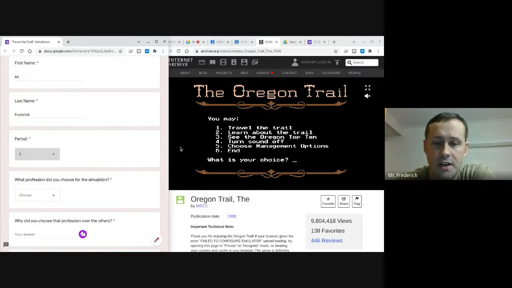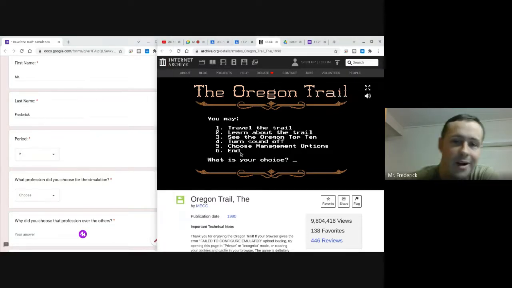Now, one challenge you may have here is going back and forth between two windows. You could crash the game. It may be better to play the whole game and then fill out the form later. I don't know. But you've got several options here. And with these old type of games, you don't click. You type the number for the menu option you want. So you can travel the trail, you can learn about the trail, you can see the Oregon Top 10, you can turn sound off, or you can choose some management options. I want to learn about the trail.